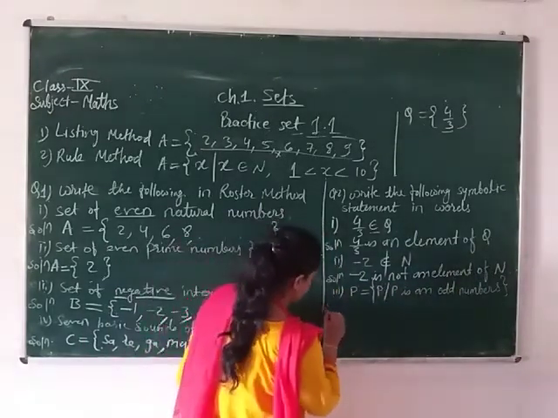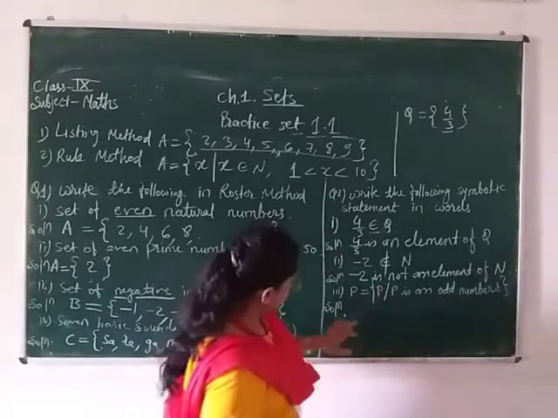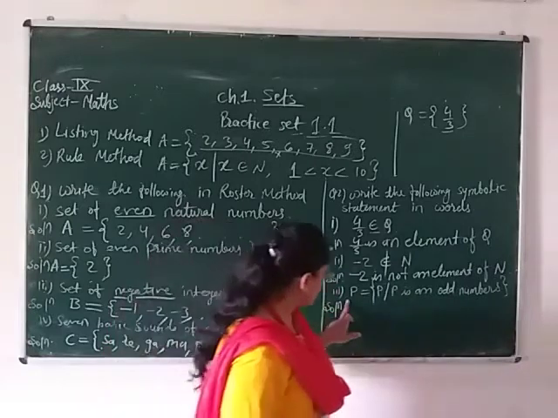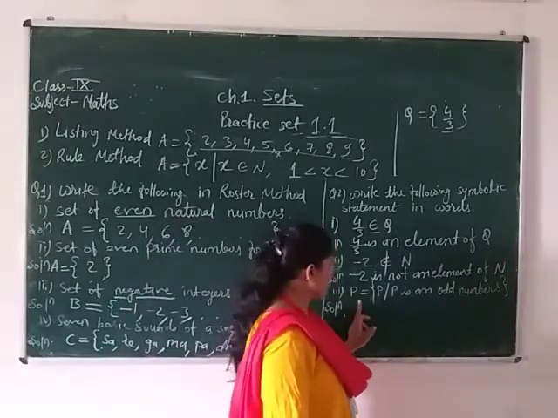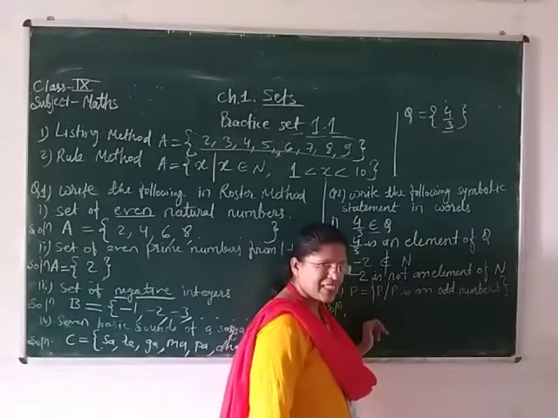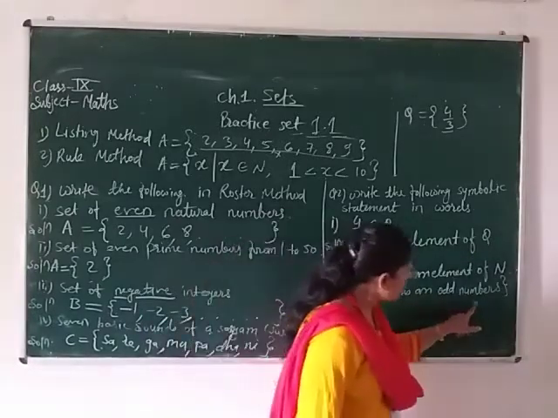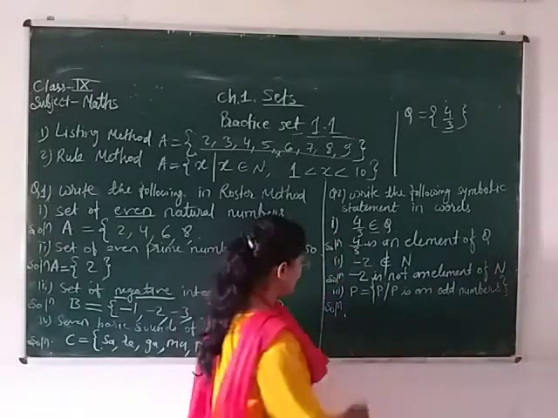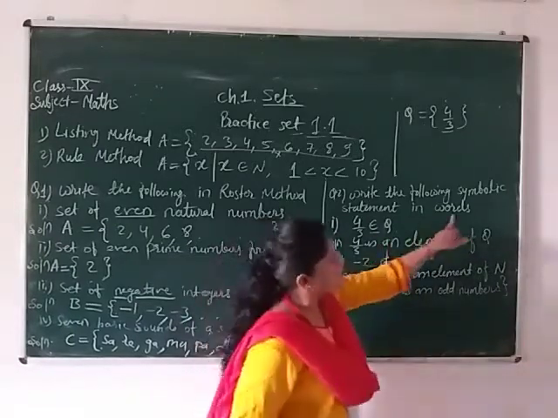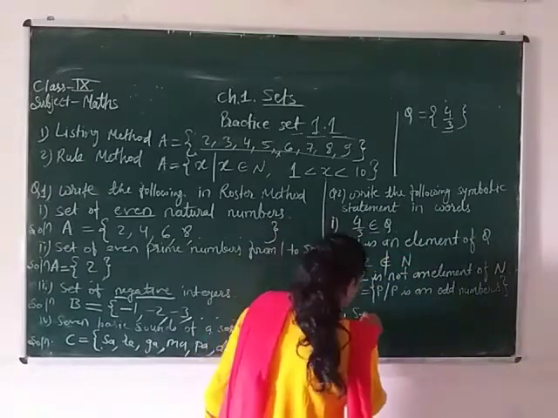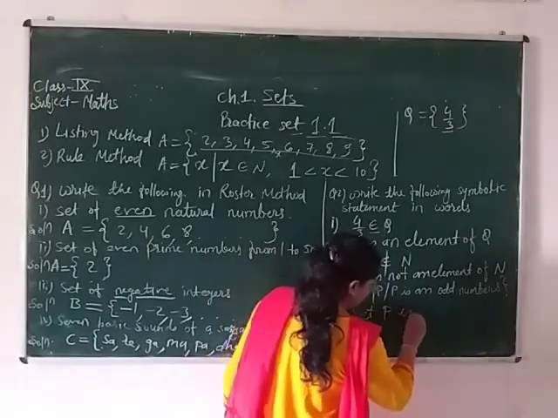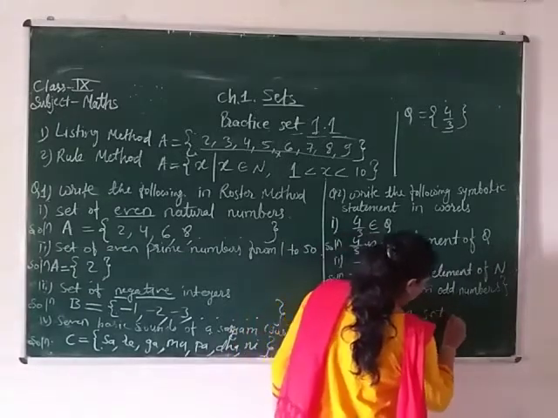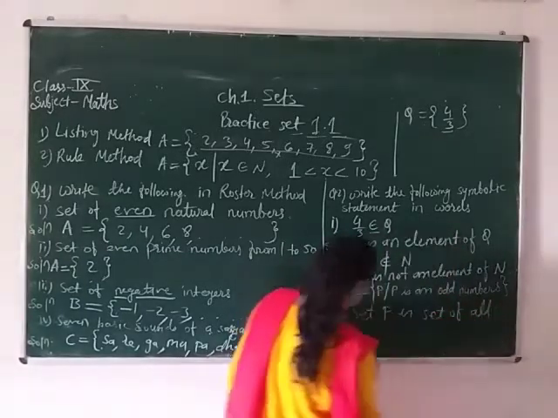And here is an example from the rule method. P is a set, P is an odd number. What is P? P is an odd number. So we write in words: set P is a set of all odd numbers P.